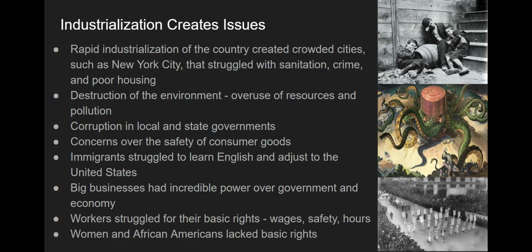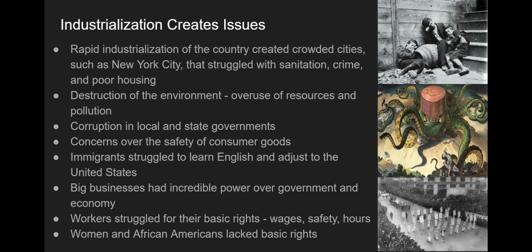City, state, local governments are corrupt. There's concern over the safety of consumer goods. What are people actually eating and consuming? Are these products safe? Immigrants are coming over in large numbers, and there's concern about them learning English and adjusting to the United States, and issues over where they're living.